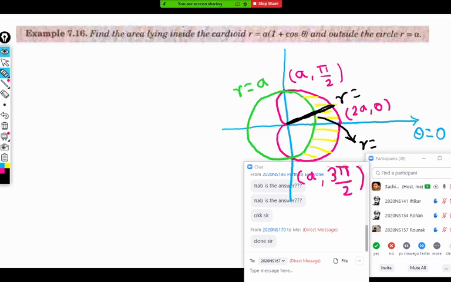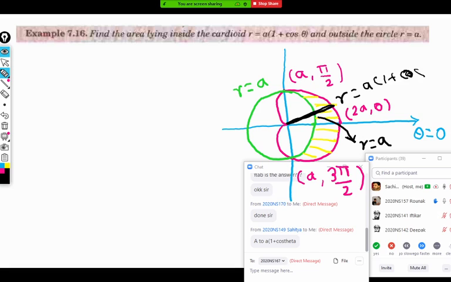Tell me. So a to 2, even I think so. Not correct. Yes, a to a(1 plus cos theta). Correct. So when the strip touches the curve, first r equal to a, and later on it touches the curve r is equal to a(1 plus cos theta). This way we get variable limits first.